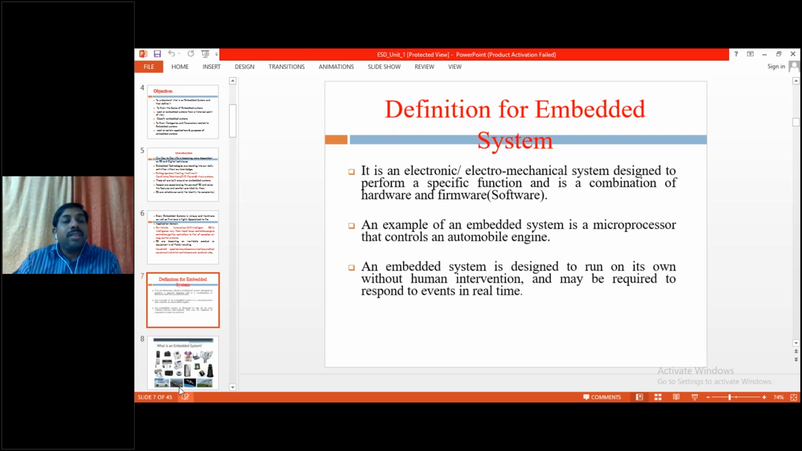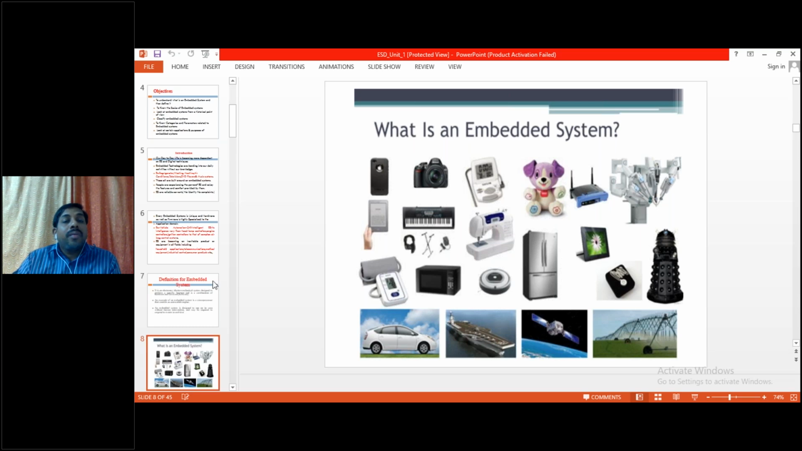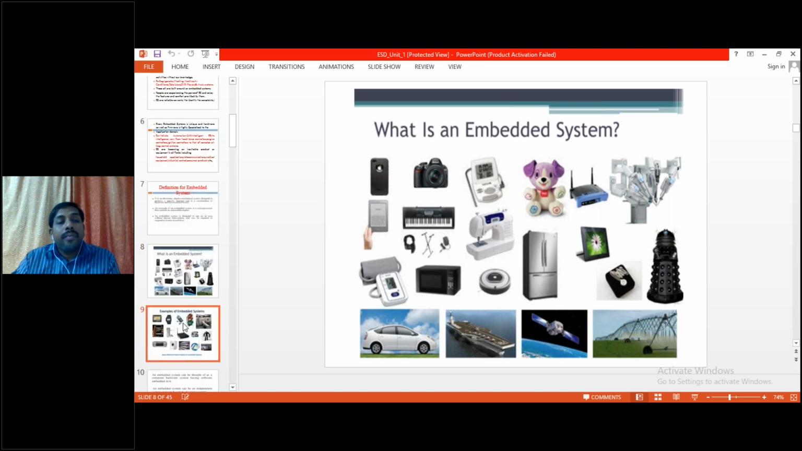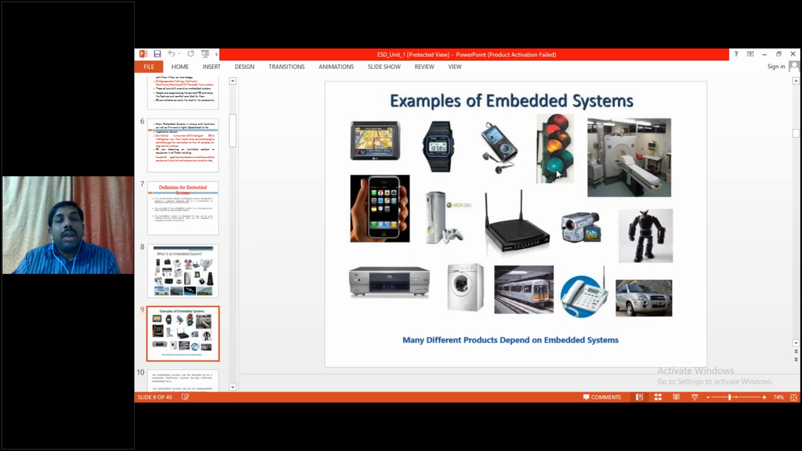These are the examples we have seen: smartphones, digital cameras, microwave ovens, cars, satellite navigation systems, refrigerators, toys, traffic light controllers, medical equipment, metro rail, washing machines, DVD players.